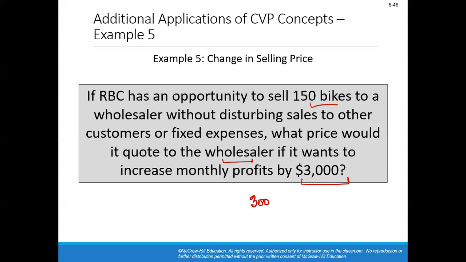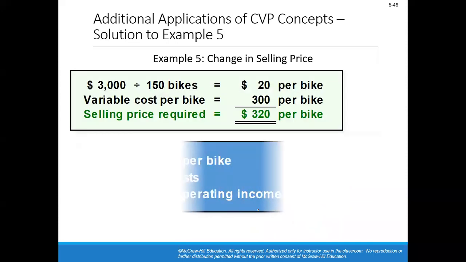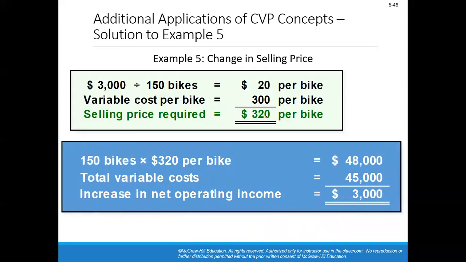Now, what we like to do, we like to make a profit of 3,000 by selling 150 bikes. Now, per bike, how much profit do I have to make? 3,000 divided by 150. It is to be 20. In that case, our selling price is to be 320.